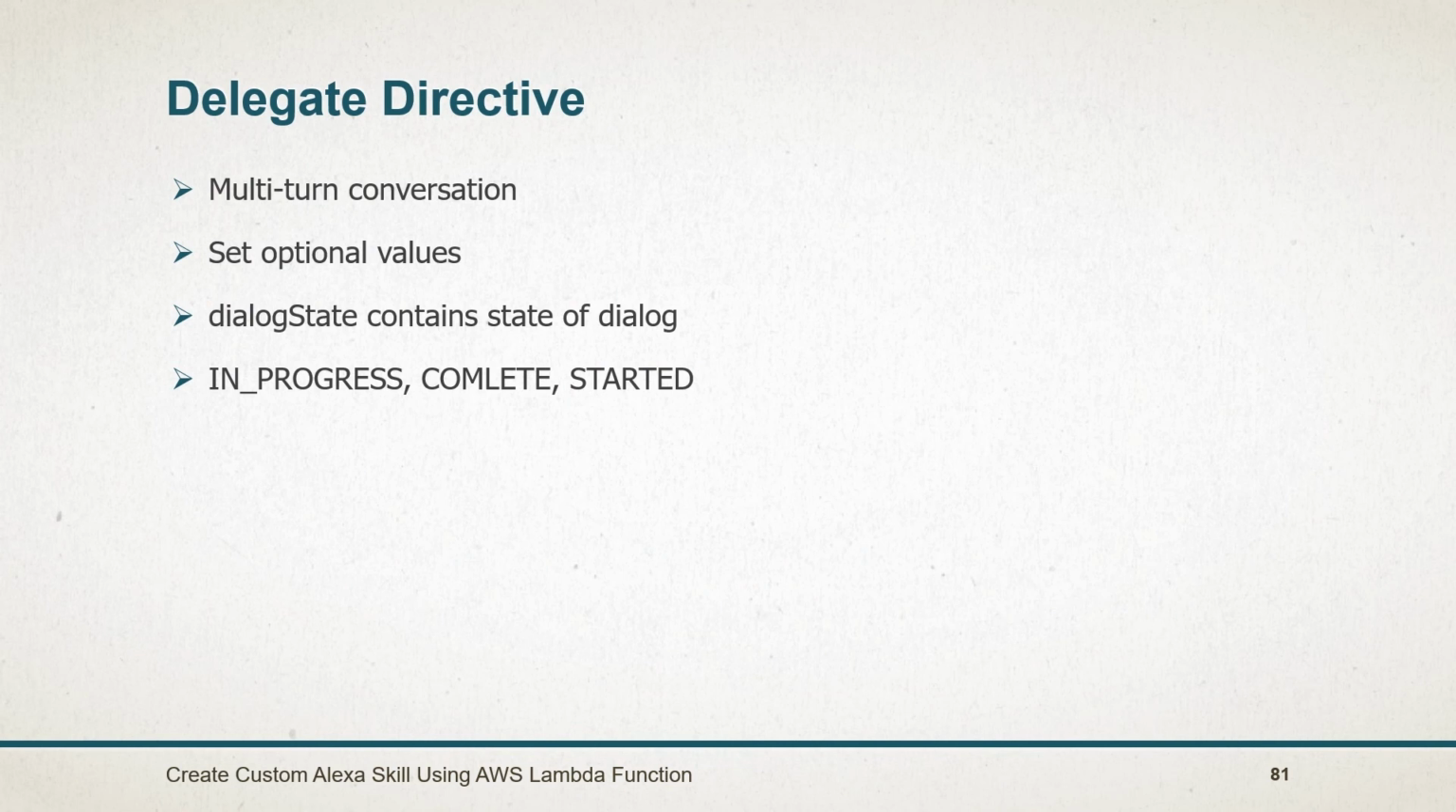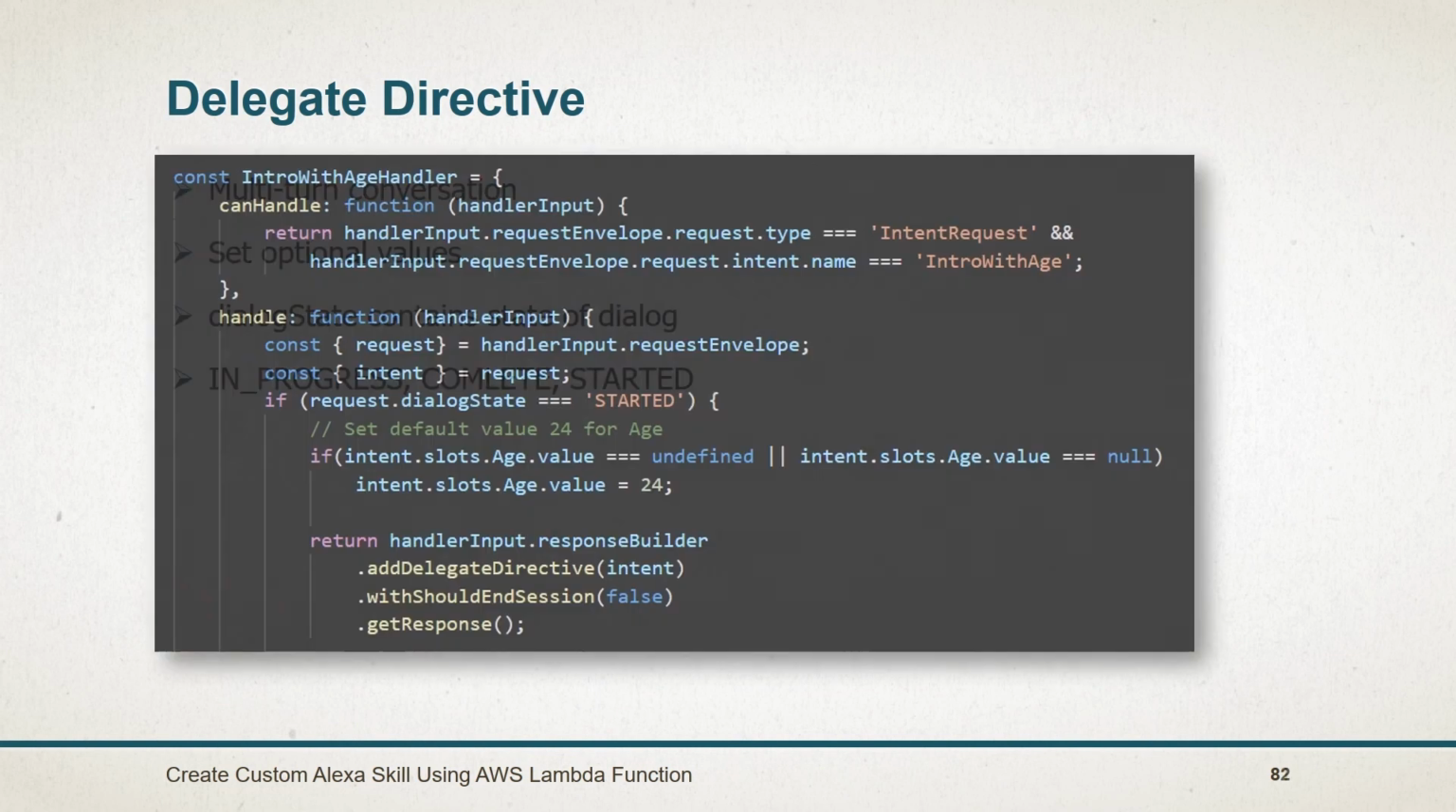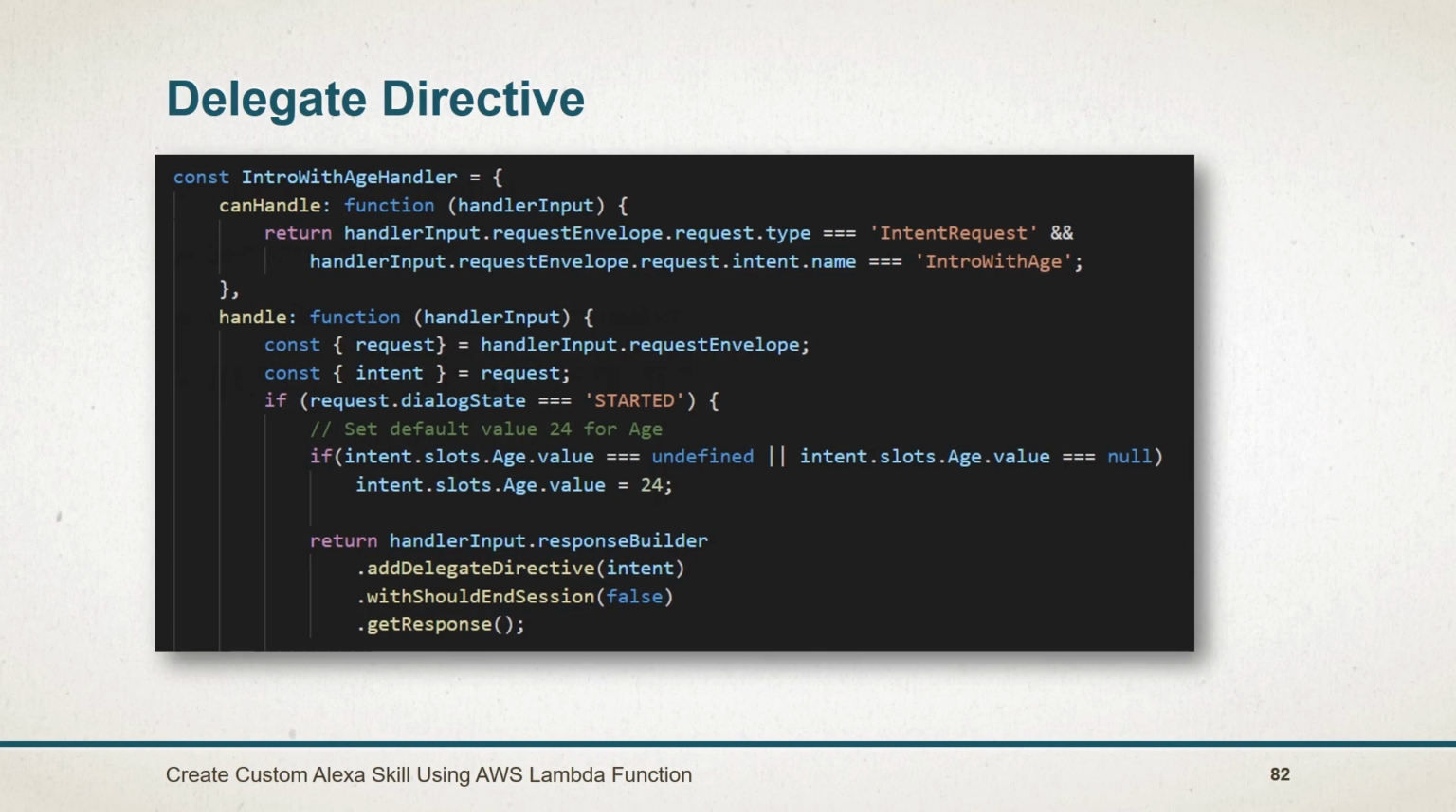Delegate Directive is used to create multi-turn conversation. We can also use elicit slot, confirm slot, or confirm intent for the same. Dialog state can be in started, in progress, or completed. Here is intent that we have created.